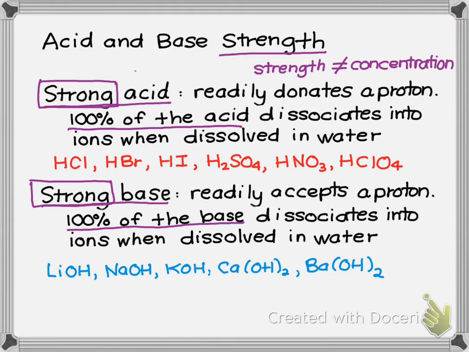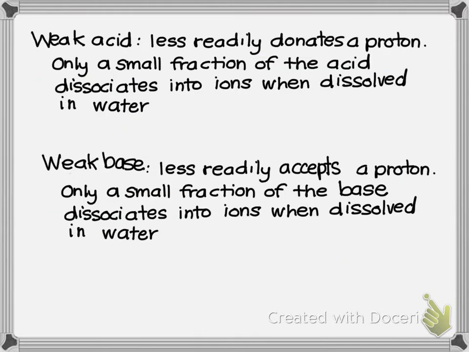So now let's look at weak. Here's the word weak. There's a weak acid and a weak base. Let's look at the definition. Weak acids less readily donate their proton, and only a small fraction of it dissociates into ions. And weak bases less readily accept a proton, only a small fraction of the base dissociates into ions. So these acids and bases don't go completely to make their ions.